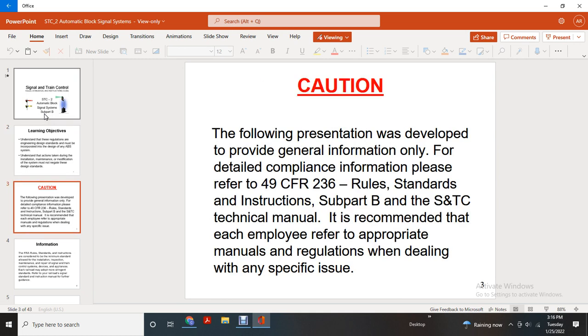Caution: the following presentation was developed to provide general information only. For detailed compliance information, please refer to Title 49 CFR Part 236, Rules, Standards, and Instructions, Subpart B, and the Signal and Train Control Technical Manual recommended with each employer. Refer to the appropriate manuals and regulations when dealing with any specific issue.